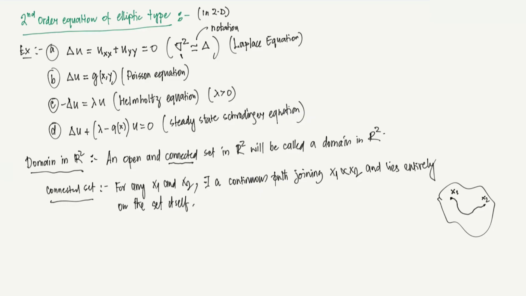So basically an open connected set is all we demand for this whole thing to work. We are always going to assume that. Fine. Now we will define something called a harmonic function.